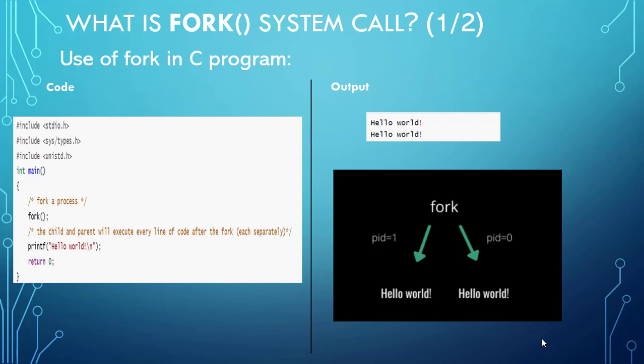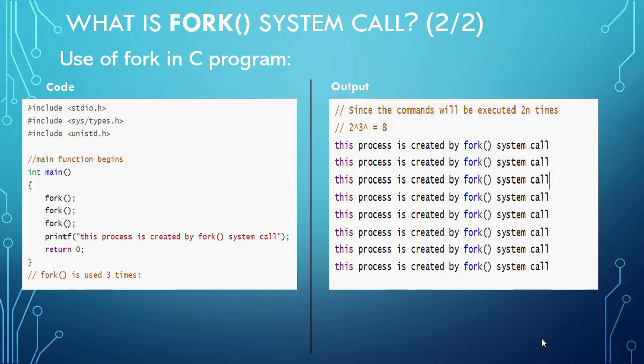For example, when fork is called, it will create two different processes. One will run for the parent process, then it will print hello world, and then it will run for the other and it will again print hello world.